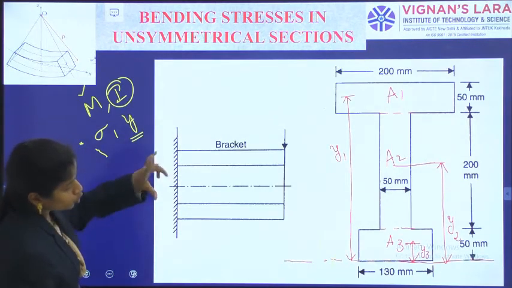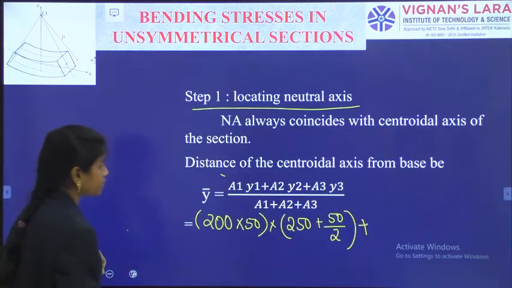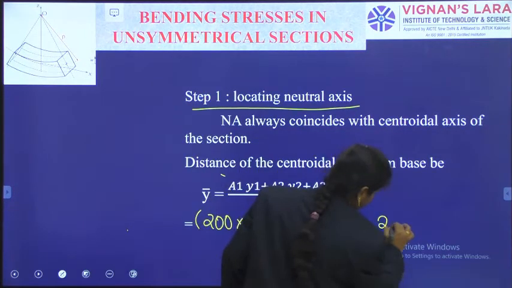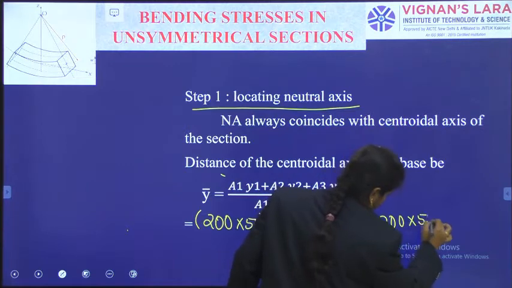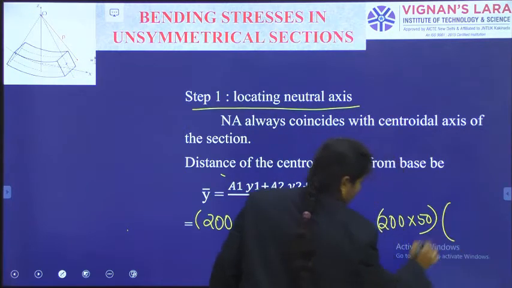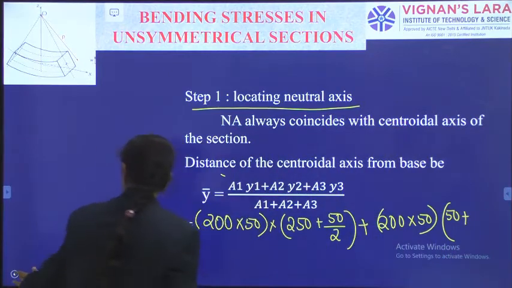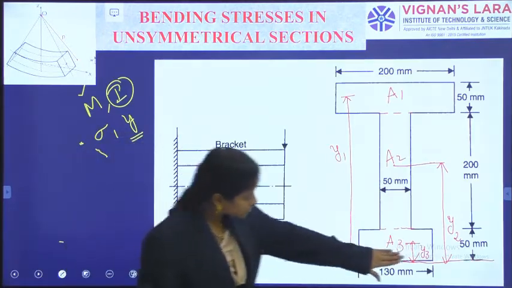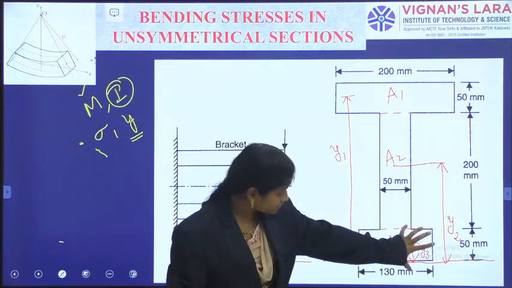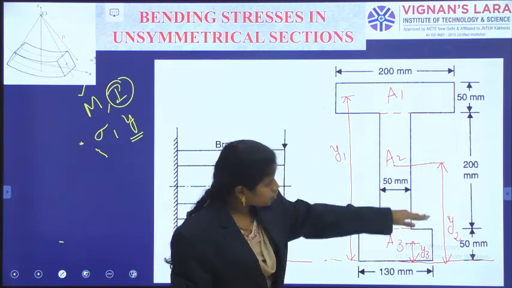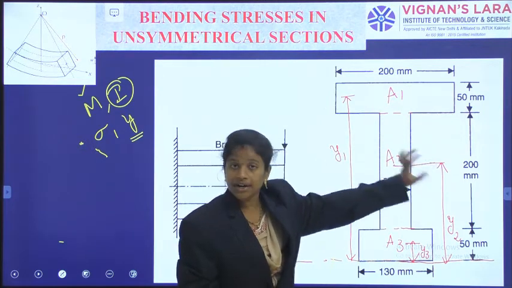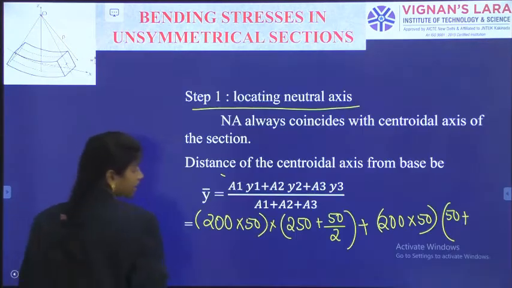That is 200 into 50 again. So 200 into 50, and that Y2 is at a distance of 50 plus. Why 50 plus? This one is already 50. For me it is 50 plus this total height by 2. Okay, 200 by 2. 50 plus 200 by 2.